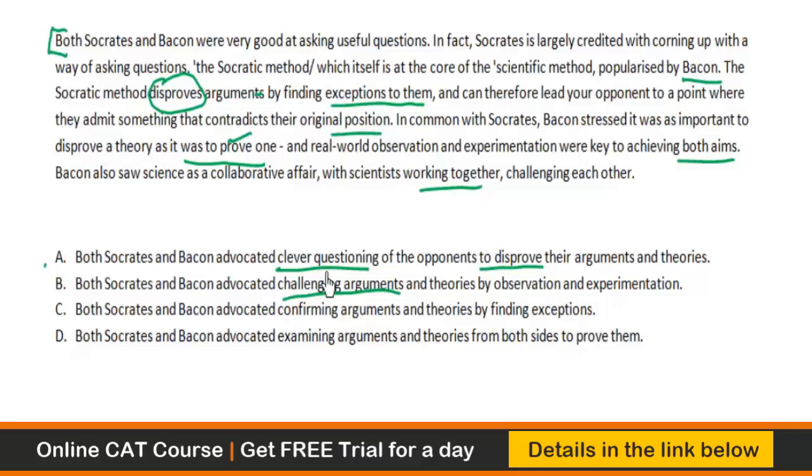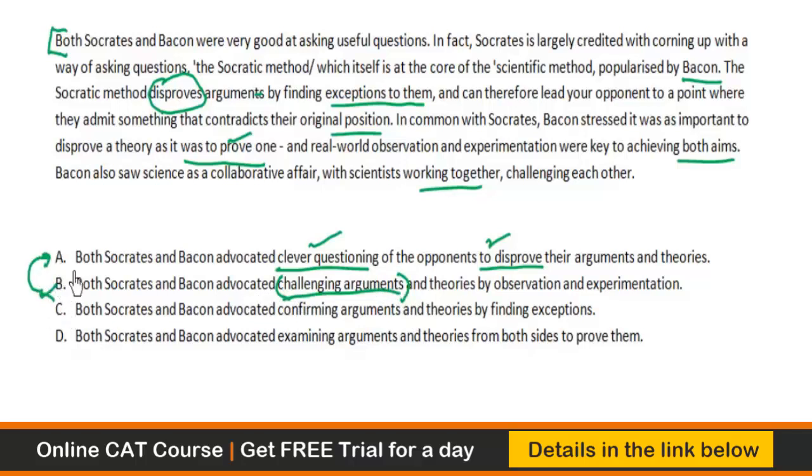And so here it says clever questioning to disprove, and here it says challenging arguments and theories by observation and experimentation. But yes, this is important in the sense that if you look at A, it says it is clever questioning, and B says it is challenging, advocated challenge. But how was that challenging happening? It was happening by clever questioning. So B is not so good as A.